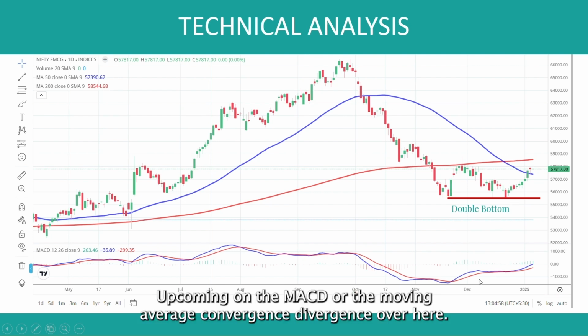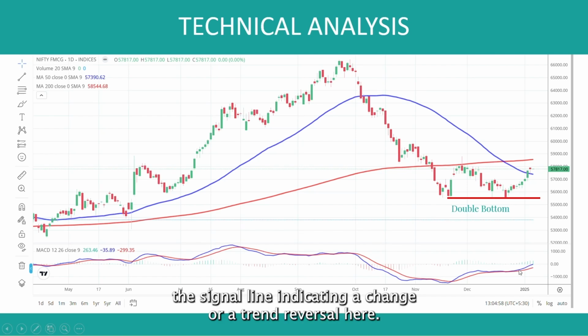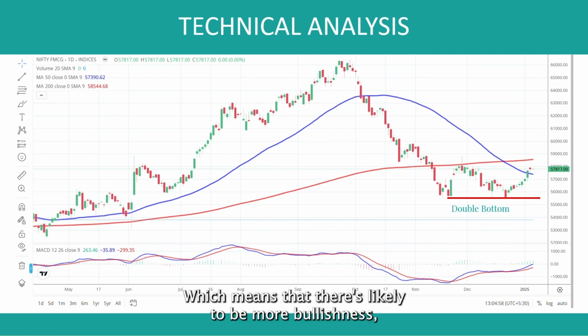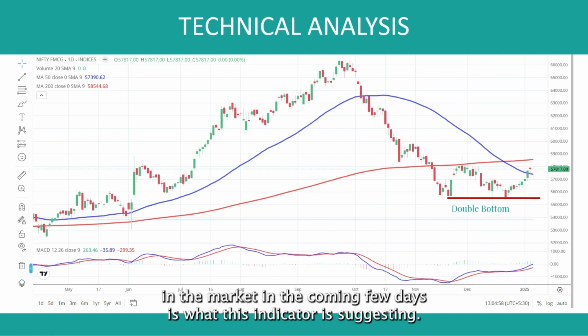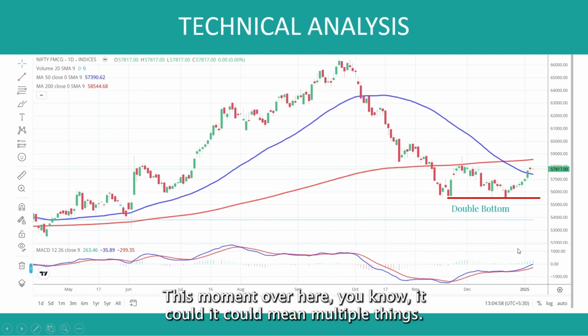Coming to the MACD, the moving average convergence divergence, we can see that the MACD line has crossed the signal line, indicating a change or a trend reversal, which means that there's likely to be more bullishness in the market in the coming few days, is what this indicator is suggesting. This is not my recommendation, but this is what I can read based on the indicator. This movement could mean multiple things.